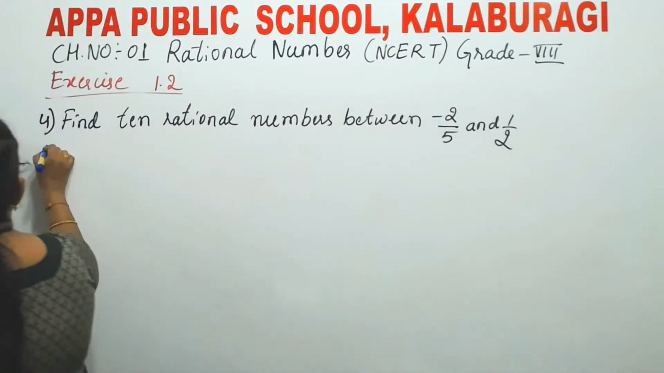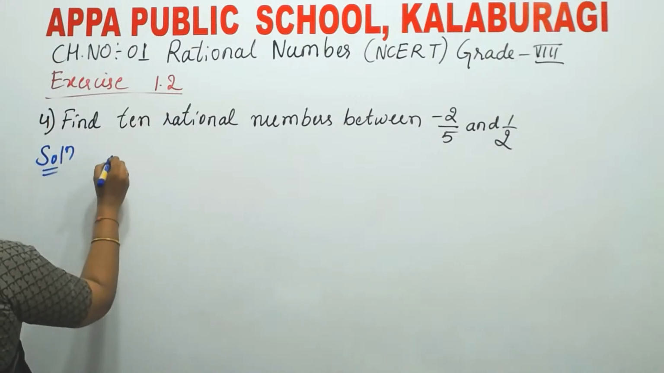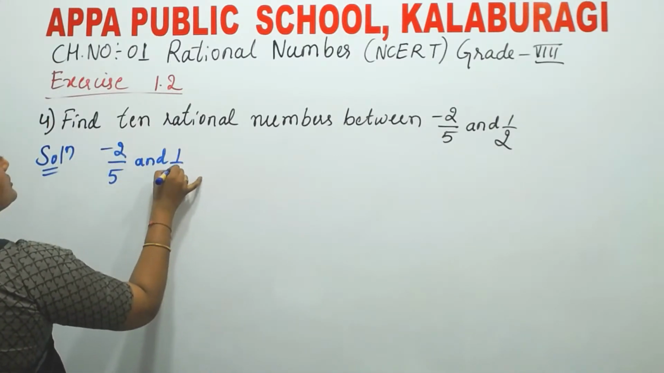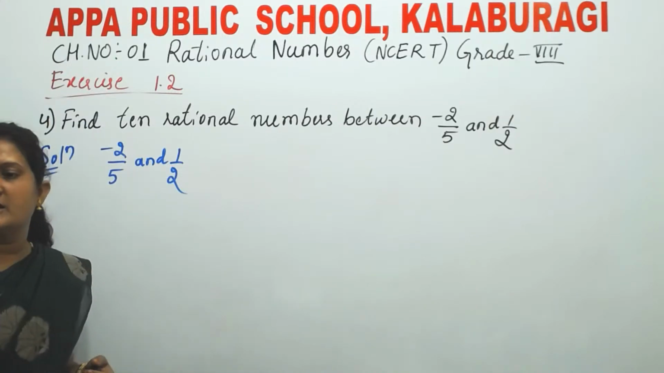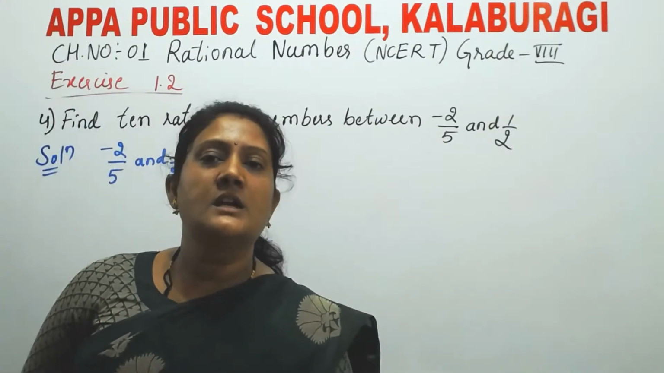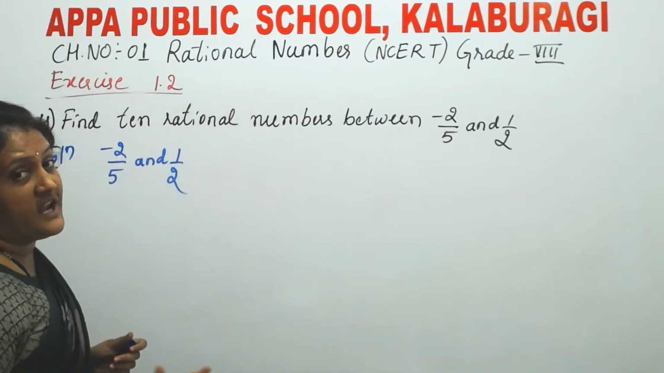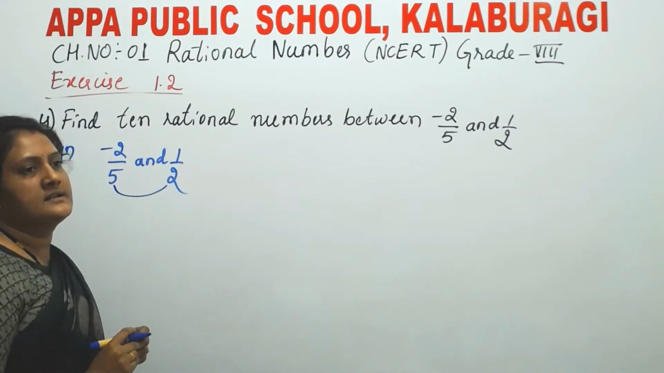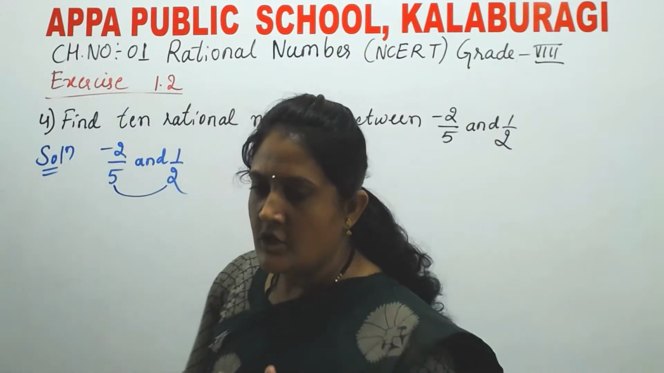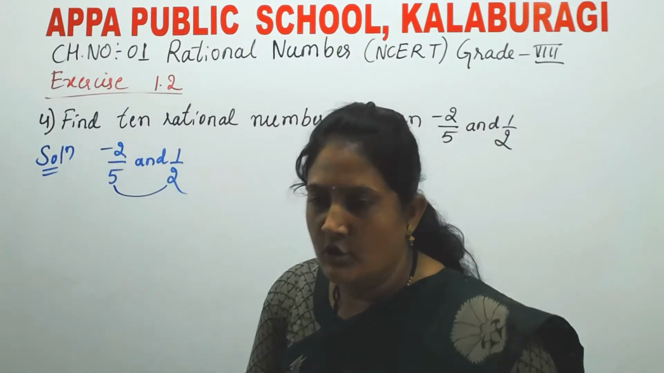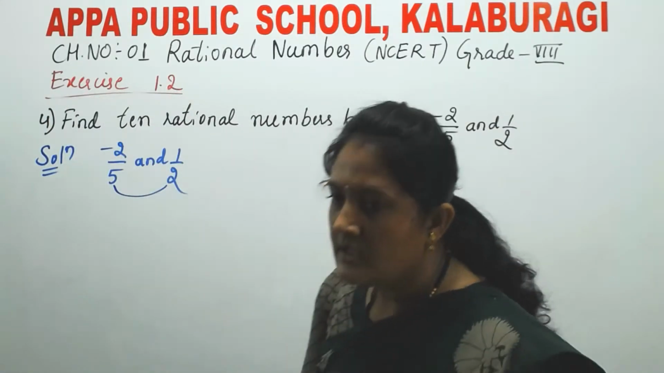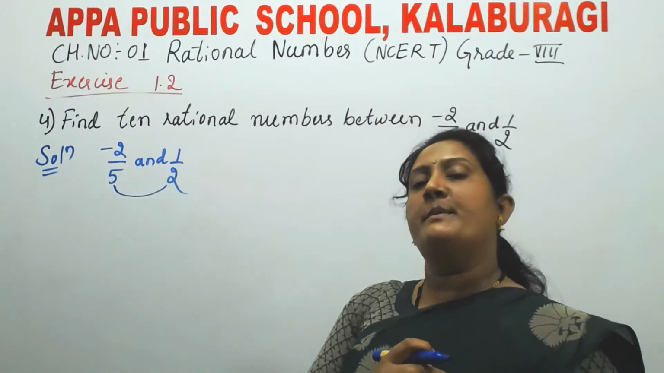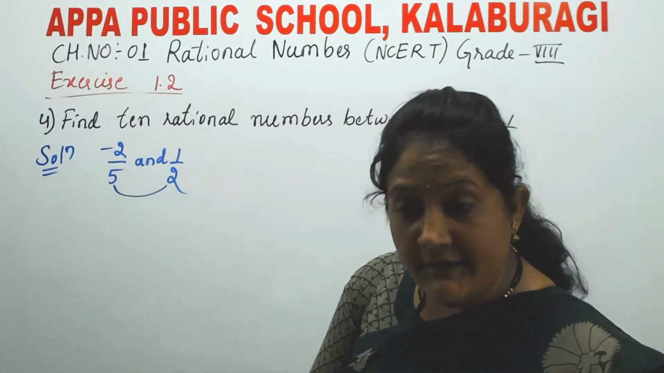So, shall we start? -2 by 5 and 1 by 2. Two methods I will teach you. Whichever you feel better, that method we will adopt. You can also adopt, right? So first look at the denominators. Both the denominators are different. So first what we have to do? If you prepare for the exam, then definitely it is easier. If you are not prepared for the exam, then definitely it's going to be difficult for you.